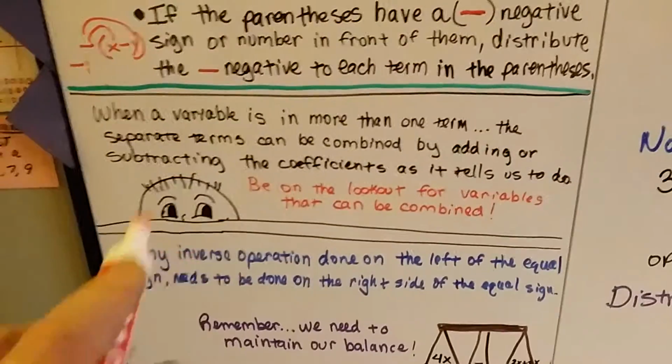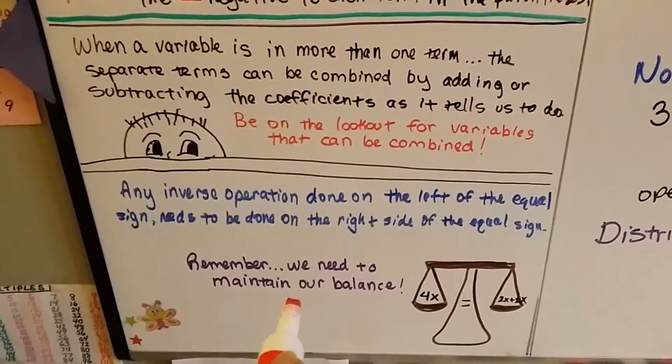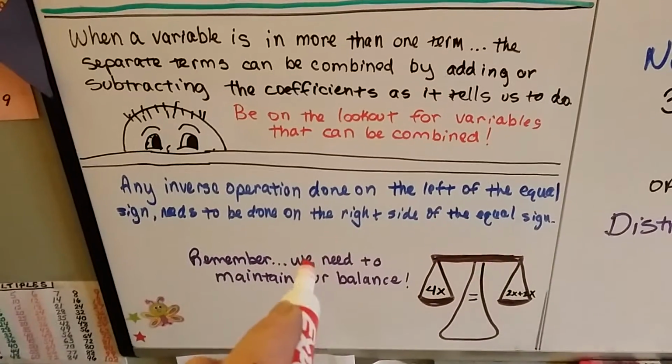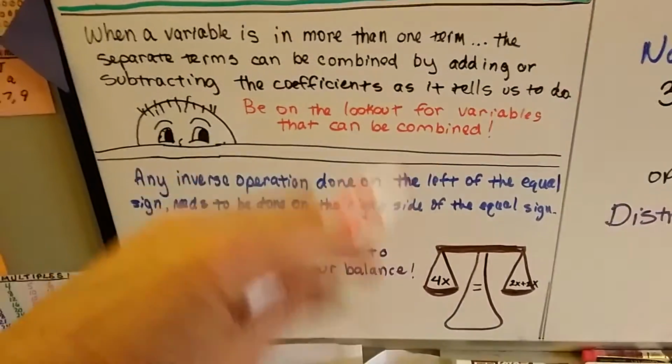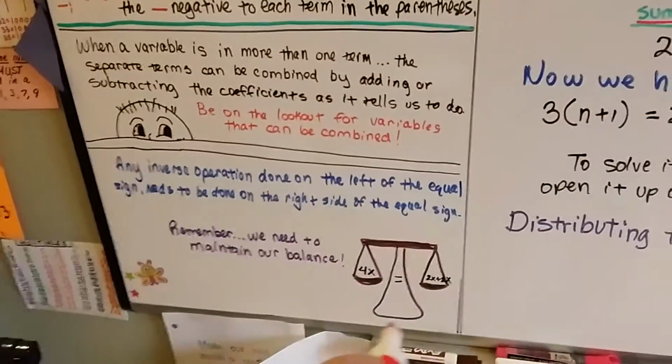So just remember, we need to be on the lookout for variables that can be combined, and when we do our inverse operation, we need to make sure our scale is balanced on each side, and that whatever we do to one side, we do to the other side. We don't want the scale to tip one way heavier than the other. If you subtract 4 from this side, you have to subtract 4 from that side.